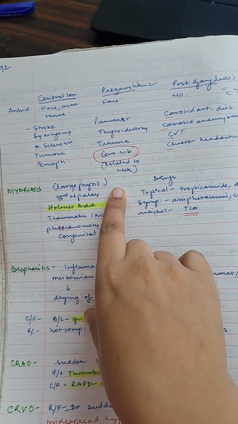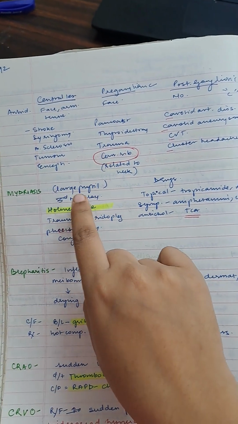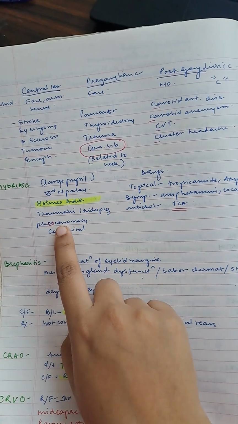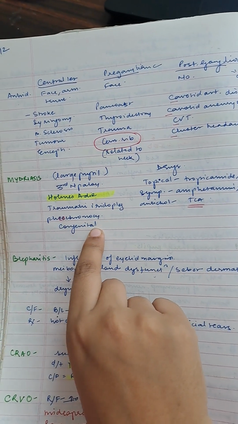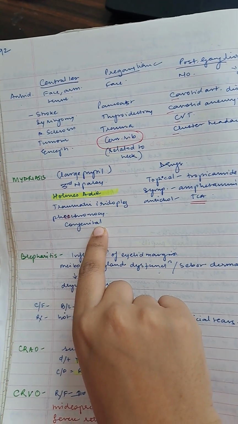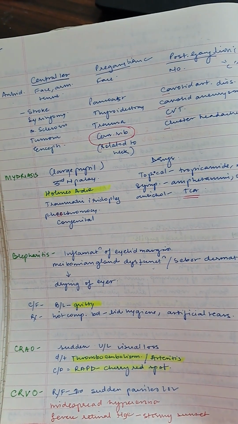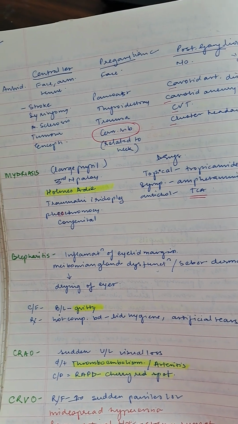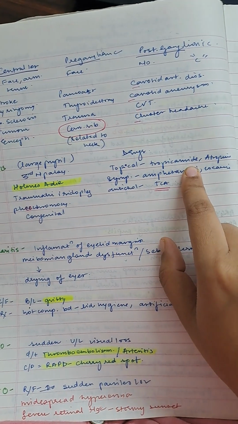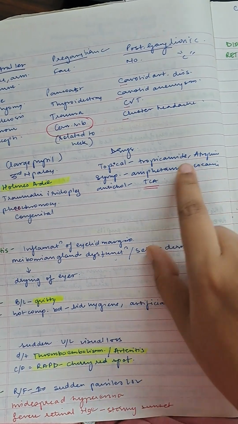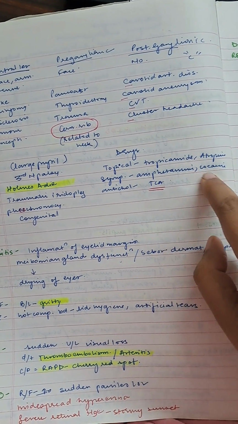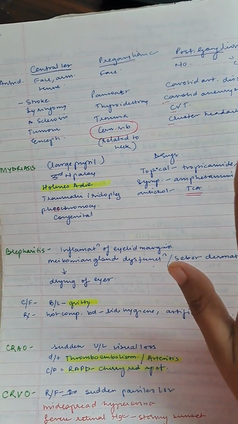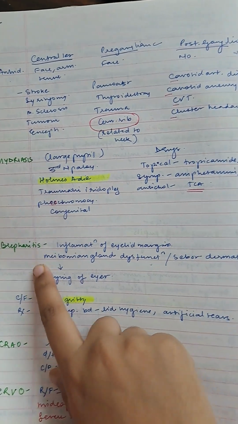Mydriasis is a large pupil. Now this can be third nerve palsy, trauma, iridoplegia, pheochromocytoma, congenital, Holmes-Adie pupil. Topical drugs I learned: tropicamide, atropine; sympathetic, amphetamine, cocaine; and anticholinergic, TCA. So this has to be learned. In which conditions do mydriasis and miosis occur?